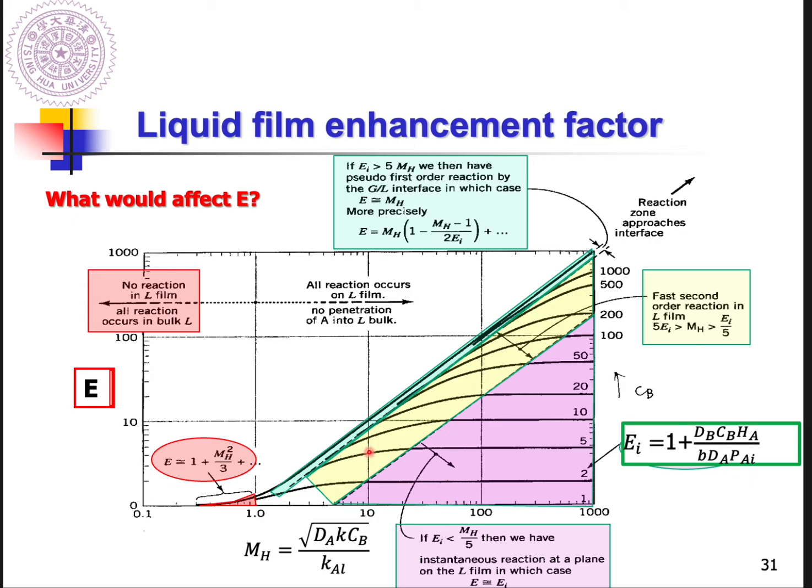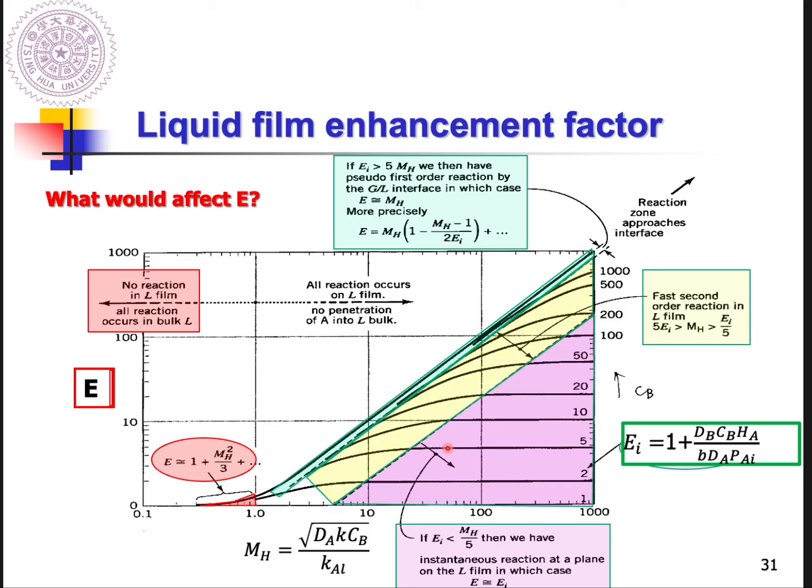So based on this concept, if I know CB, PAI, and everything, and EI equals 5, can I change my reaction from fast to instantaneous reaction? Yes. The only thing you need to do is try to increase the value of MH. Then you can tune your chemical reaction from fast reaction to instantaneous reaction.